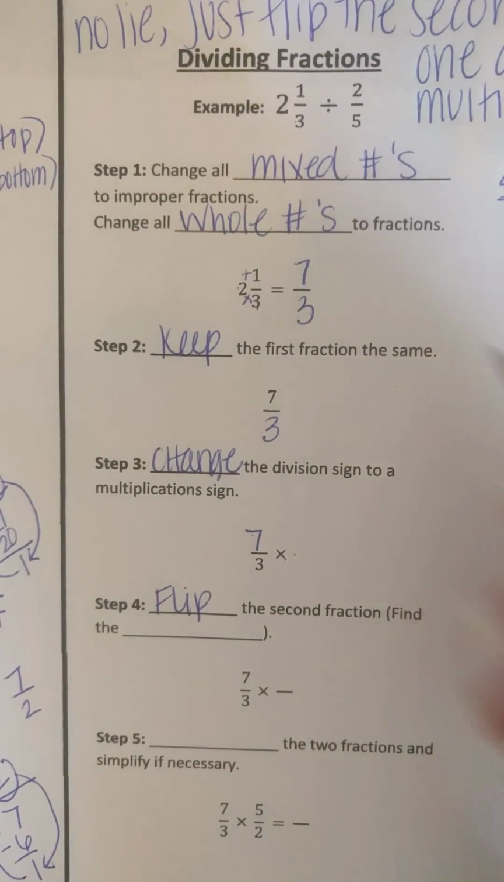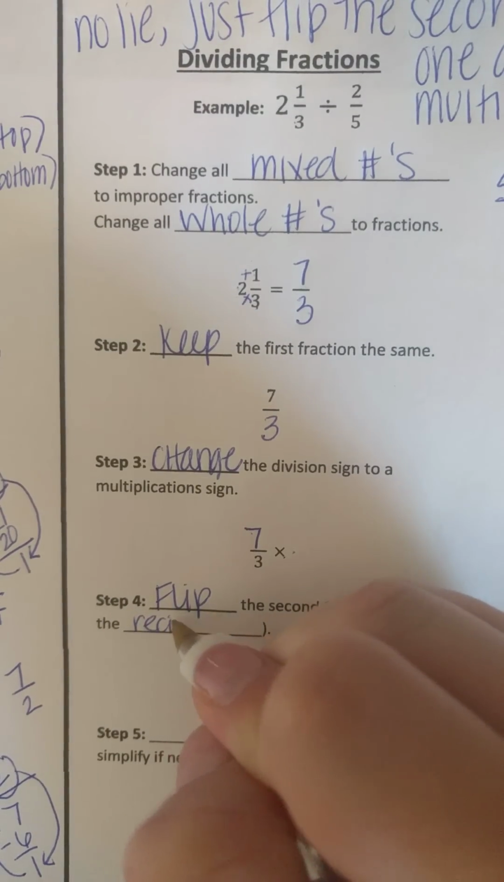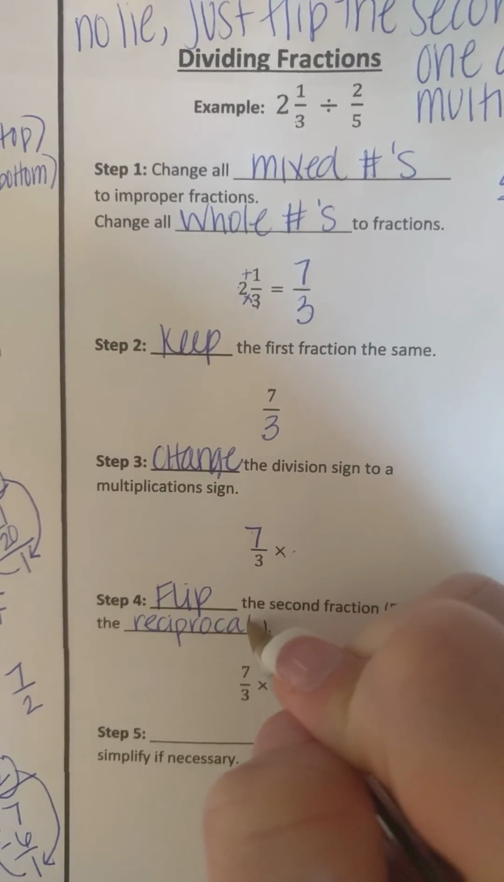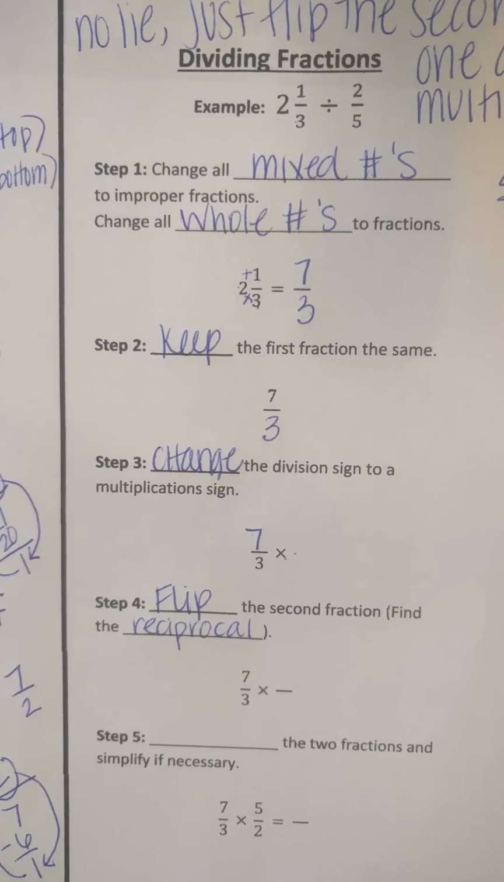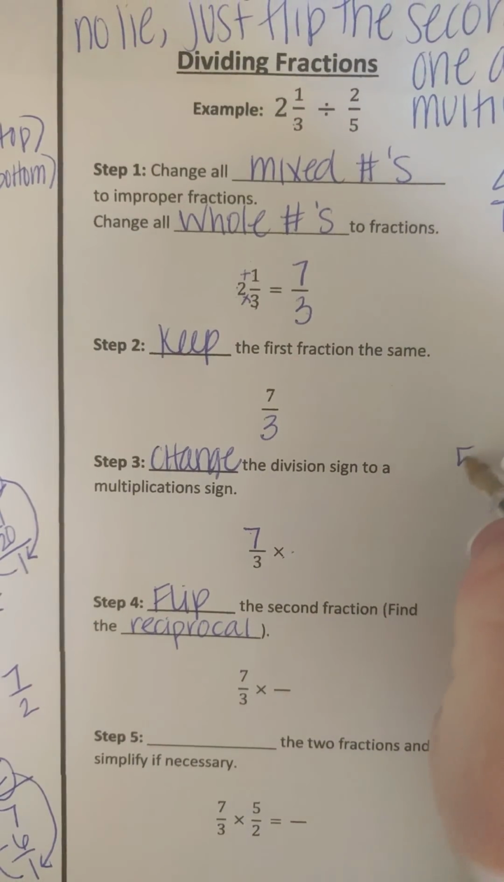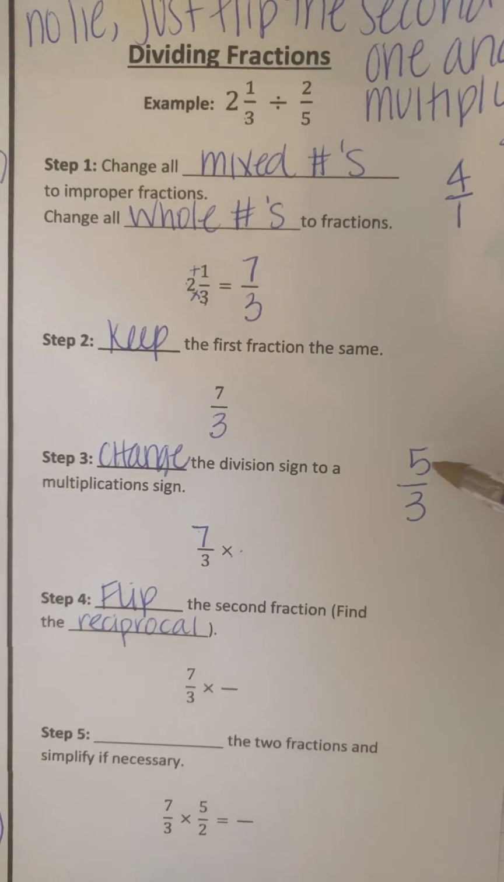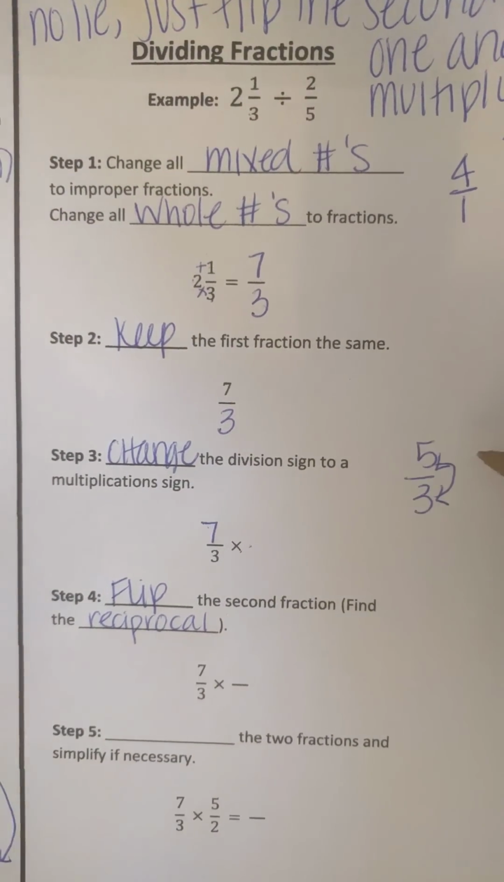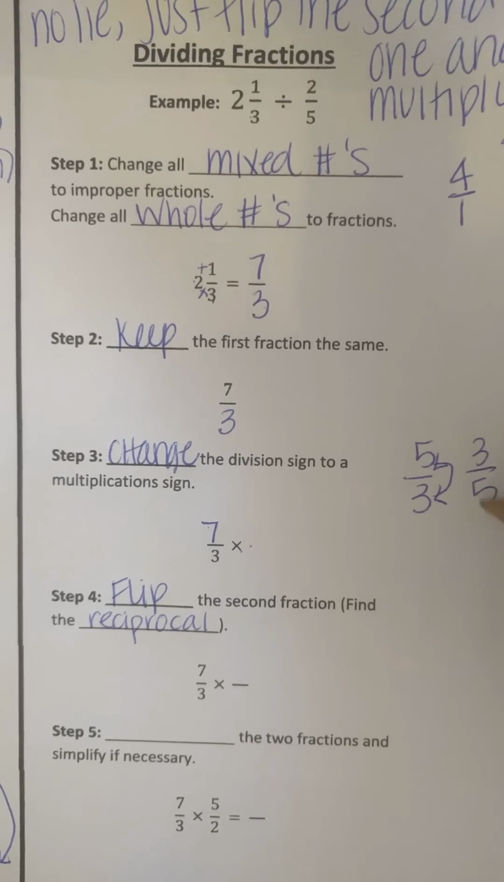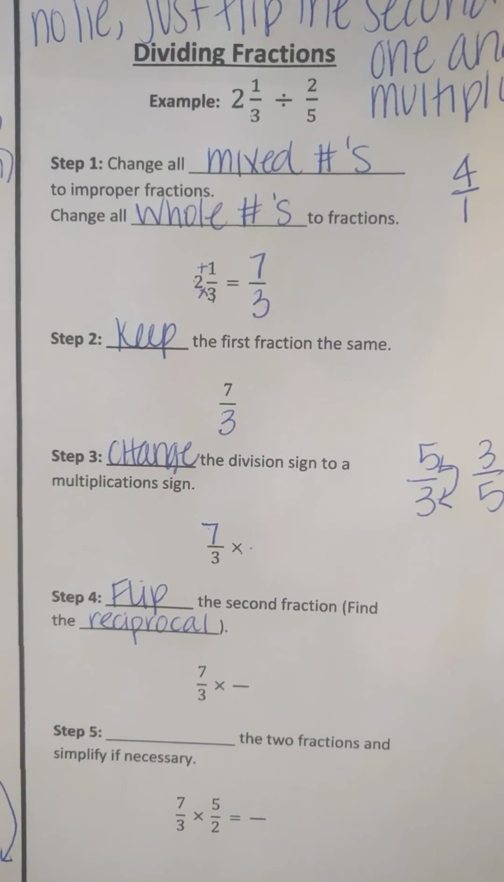When I say flip the second fraction, I mean find the reciprocal. I don't know if you remember this word from your pretest. It was on the bottom too. For instance, if it gave you 5/3 on one of them, or 3/5 or something like that, and it wanted you to find the reciprocal, all you do is just flip these two numbers. 5/3 becomes 3/5. That's the reciprocal.